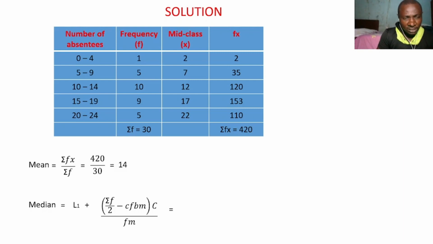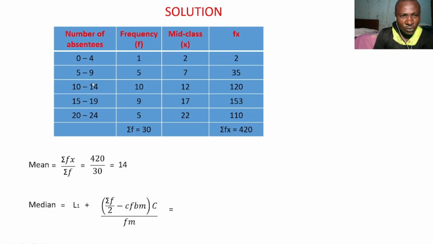What we mean by that is this: if you look at this, this is the first class and this is the second class. So to get the class width, which is C, it will be the lower class limit of the second class minus that of the first class, or the upper class limit of the second class minus that of the first class. So your 9 minus 4 will give you 5, or your 5 minus 0 will give you 5. You can also compare the second to the third. So if you compare the second to the third, your 10 minus 5 will also give you 5, while your 14 minus 9 will give you 5.